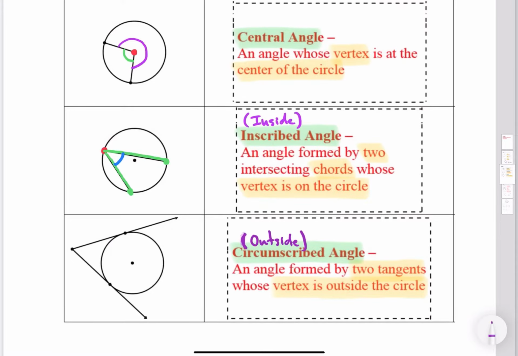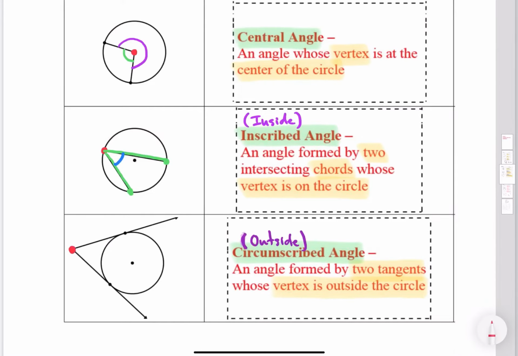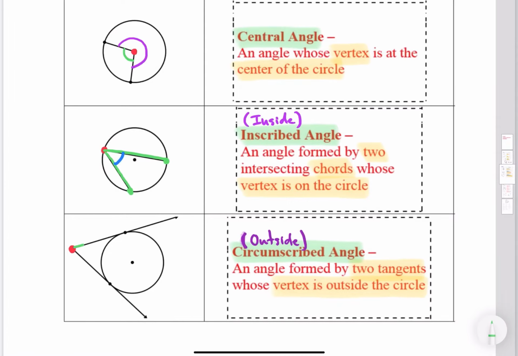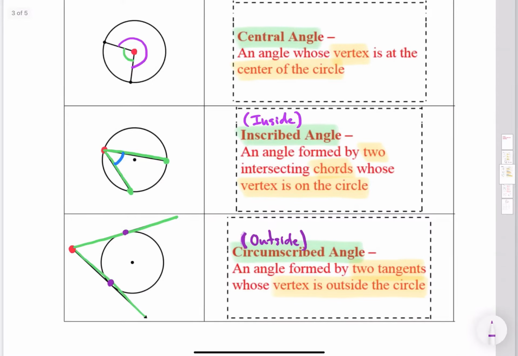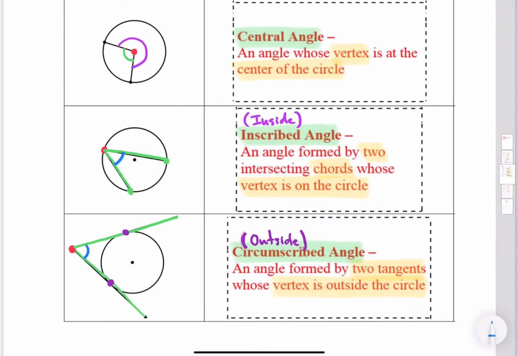So in this particular case, we have our vertex on the outside. And again, we have two tangent lines. And tangent lines means that it just touches the edge of our circle here. So this angle formed is going to be a circumscribed angle.